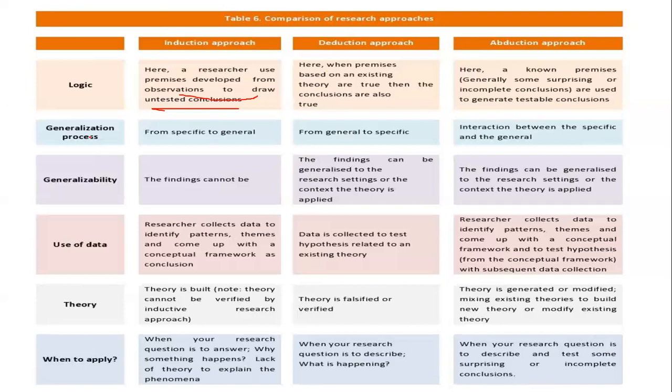Now, coming to the generalization process: in inductive, it is from specific to general. You start from something very particular and end up with something general. Deductive goes from general to specific. The abductive approach is an interaction between the specific and the general. It considers both and does not indicate where to start and where to end.